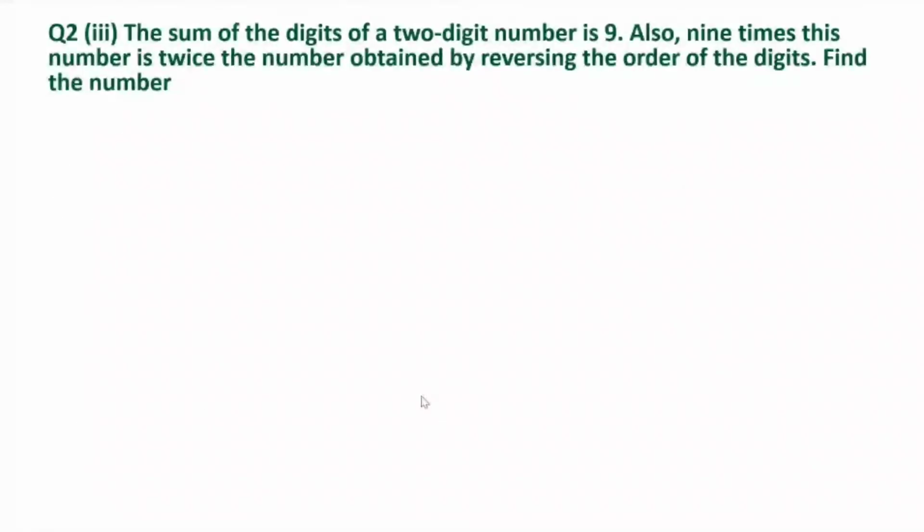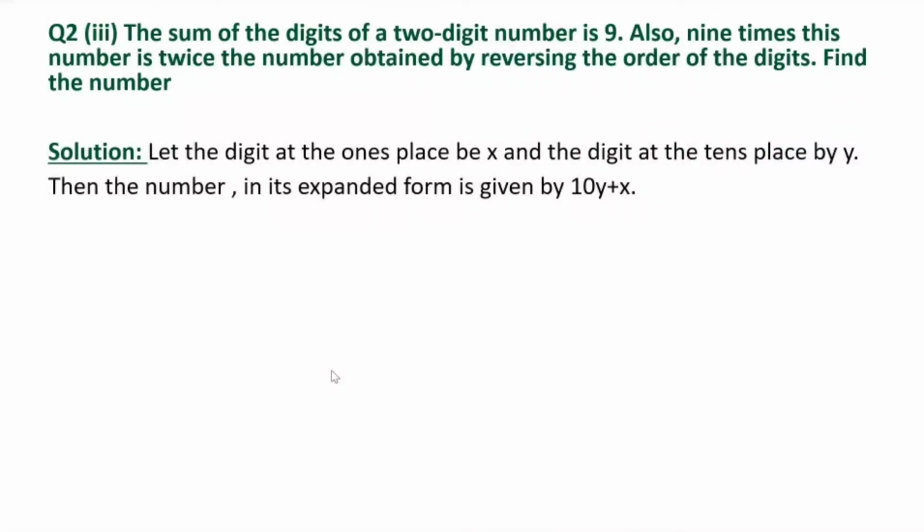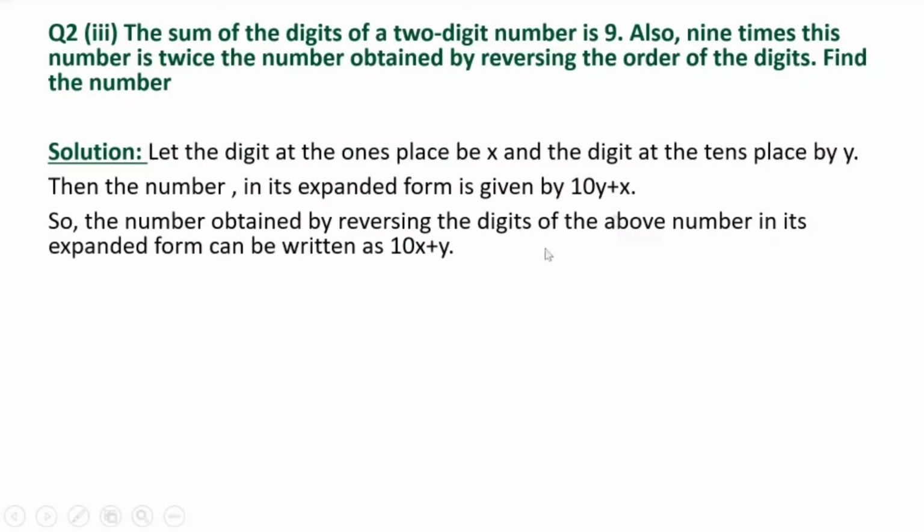The sum of the digits of a two-digit number is 9. Also, 9 times this number is twice the number obtained by reversing the order of the digits. Find the number. When I say that the sum of the digits of the two-digit number is 9, generally we make a mistake. We assume the number correctly. If I take the tens digit to be y and the ones digit to be x, I have the number given as 10y plus x, and if I reverse the order of the digits, it will become 10x plus y. Remember that 10y plus x is the original number. If I reverse it, it becomes 10x plus y.